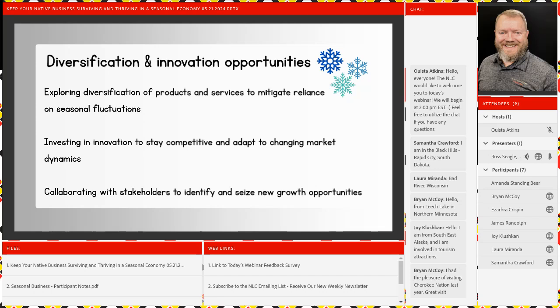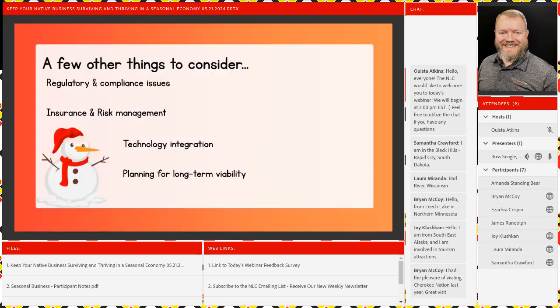And that's what you should be looking for in any seasonal economy. Couple things here as we finish up. Regulatory and compliance issues. Because your business is a seasonal business, you may have some regulatory issues to deal with. You may have to have an extra inspection. You may have to have certain things in your business that allow you to be compliant with building codes year round. You may have to put in an air conditioner if you've never had an air conditioner before.